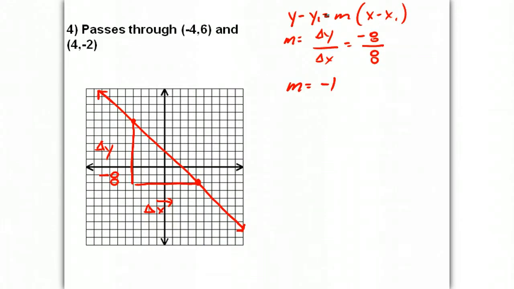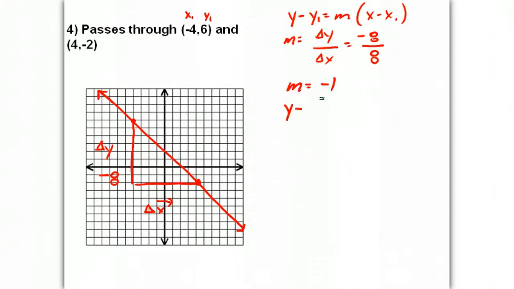And now when we go to fill in the equation here, we've got a decision to make. Which point are we going to use? It doesn't matter which one. I'm going to get the same exact results if I use 4 and minus 2 as if I use negative 4 and 6, but I just have to make the choice. So I'm going to choose this one. This is going to be my x1. This is going to be my y1.